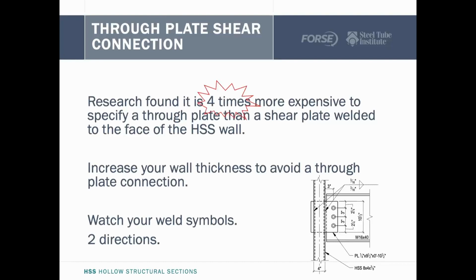So go from a 3/16 inch wall to a 1/4 inch wall if that's going to allow us to connect to the face of the tube rather than having to slot through the tube. That's always going to be more economical than using a through plate connection. And you also need to watch your weld symbols.